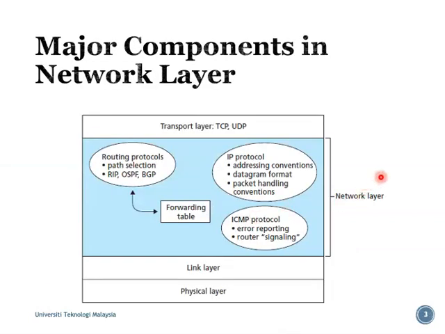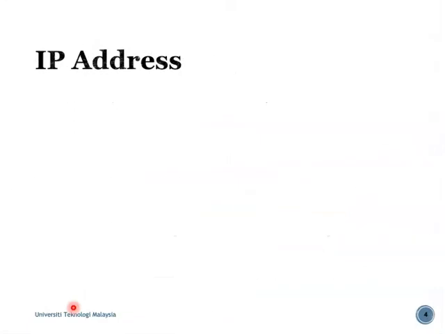So recall back the position of the network layer in between the transport layer and also link layer at the TCP/IP protocol stack. We have learned about the IP protocol in terms of datagram format. Now we are going to learn about the addressing conventions and how we want to allocate addresses for all the hosts in the network. And after that, we will learn about the ICMP protocol as well as the routing protocols.